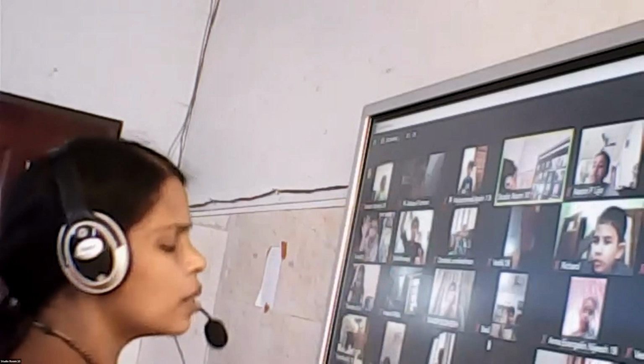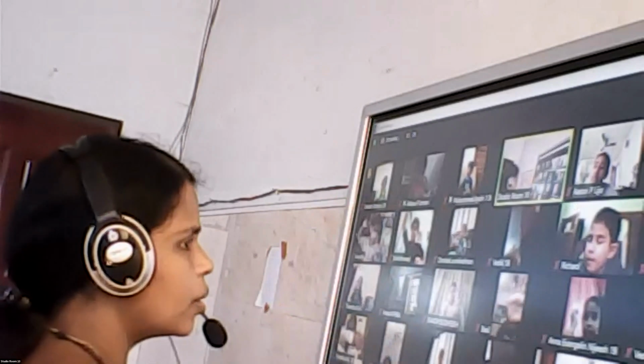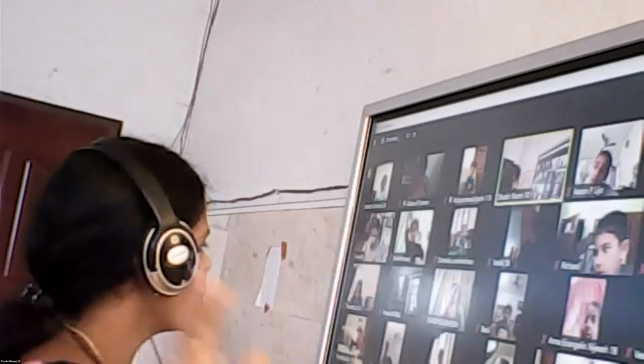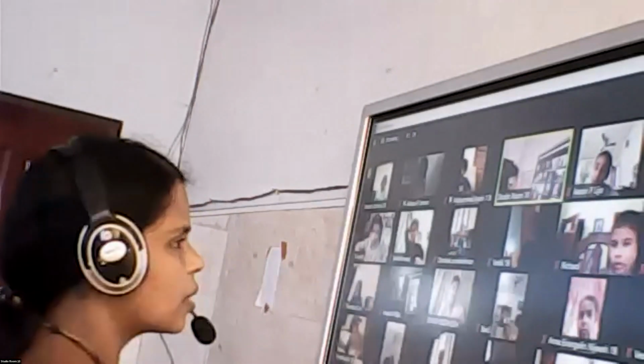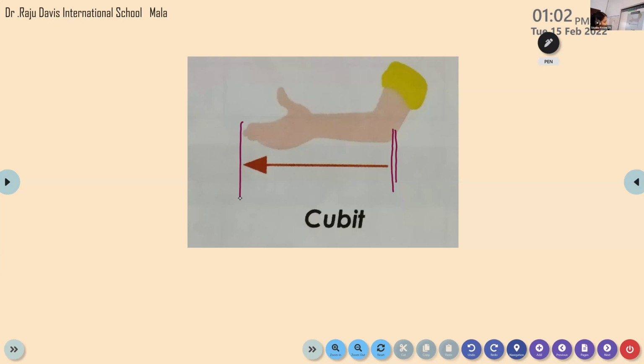This you can use for measuring the length of the table, length of the blackboard, height of the door, length of the window. This cubit you can use for measuring the length. Now I will share the screen once again. So the distance from elbow to the middle finger is the cubit.